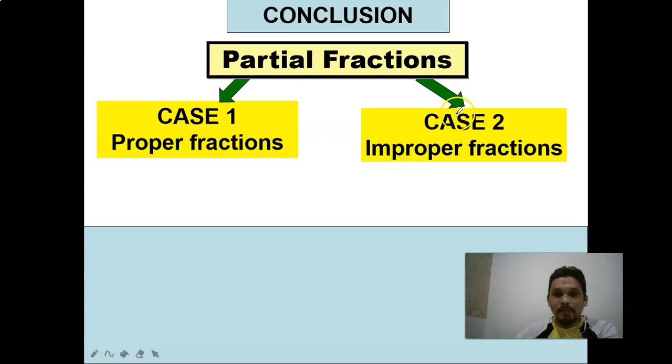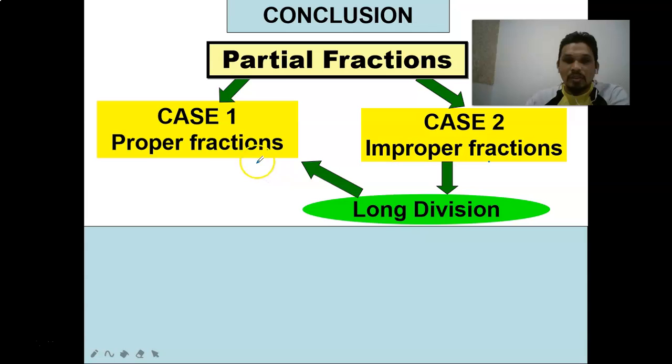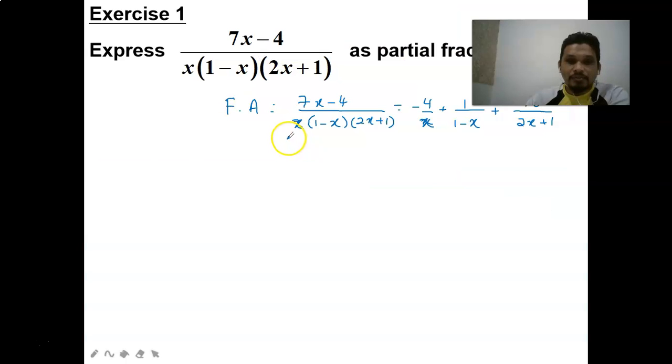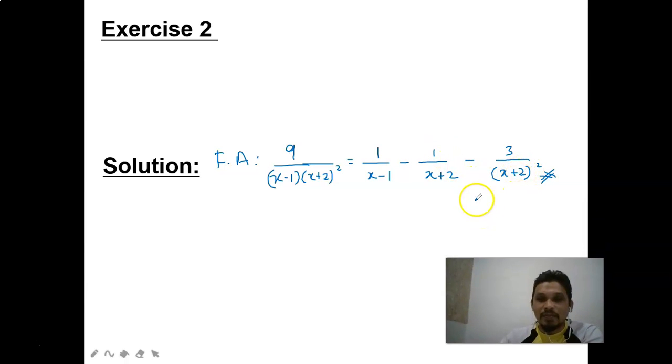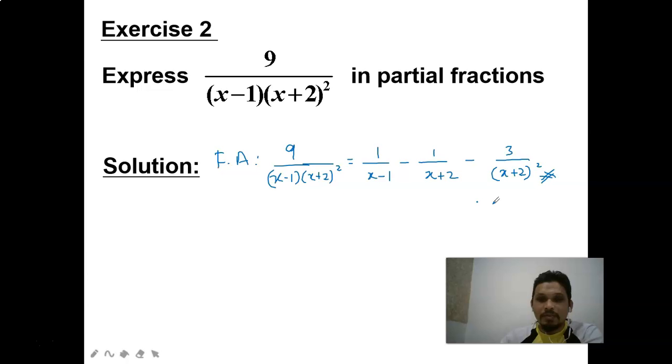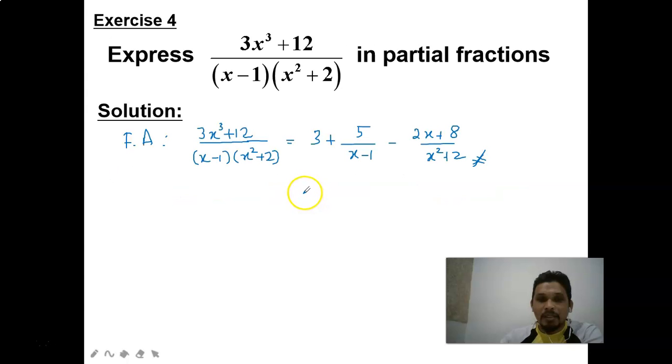Okay, now class, the conclusion for the case of partial fraction with an improper fraction: we need to use long division, then we come up with a proper fraction, then we begin the process of partial fraction. So these are all the exercises that you may try yourself, and these are all the final answers for exercise 2. The question and the final answer are given, and the question expressed in partial fraction and the final answer for this.